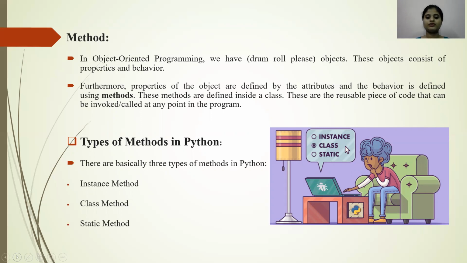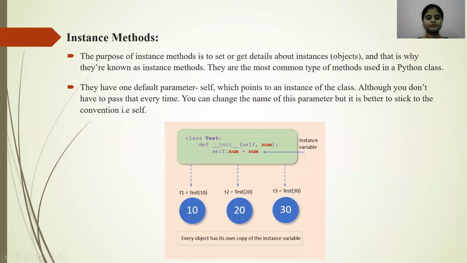There are basically three types of methods in program. First, the instance method. Second, the class method. Third, the static method. Let's have a look at each one of them.